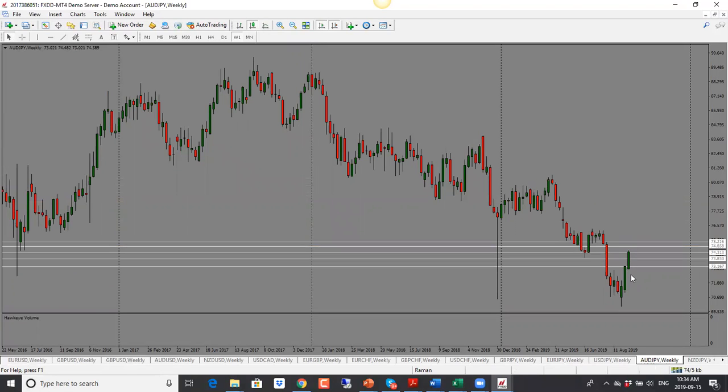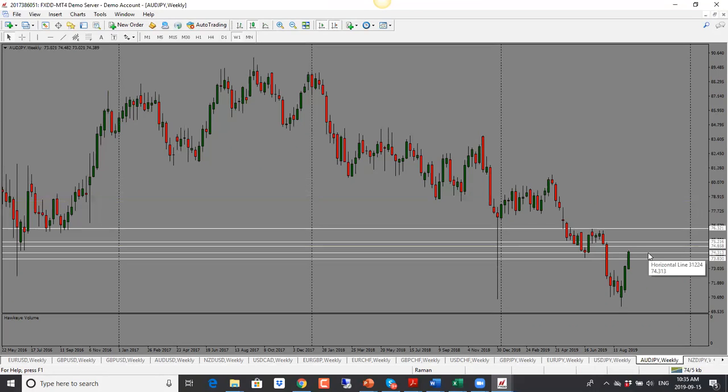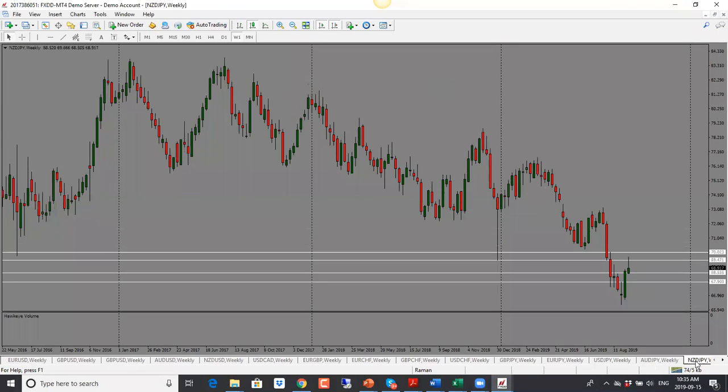Aussie yen looking extremely bullish here as well. So next target would be 74.80, 75.20, and then all the way into 76.30. So with this one here, I would look for a bit of a pullback again into 73.80, and then a further move higher here. So bullish bias for Aussie yen as well.